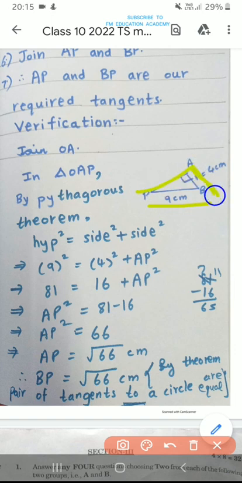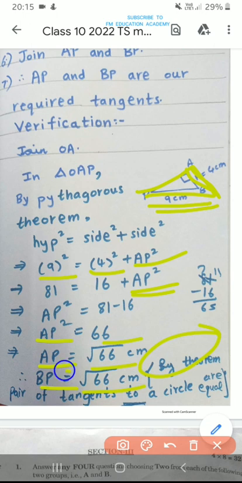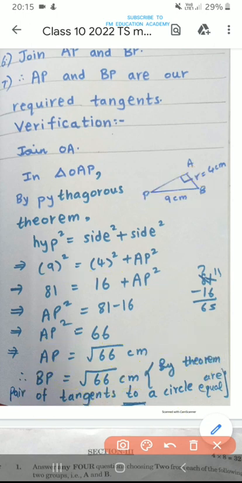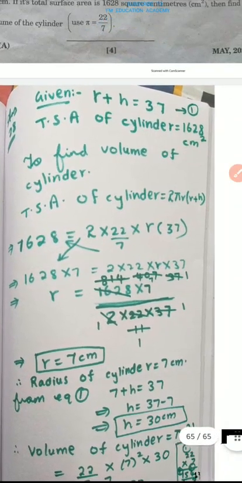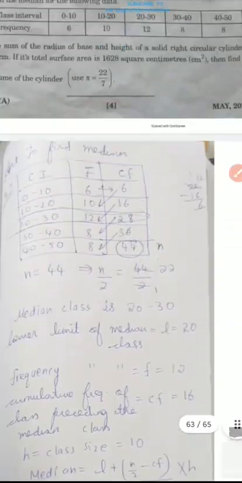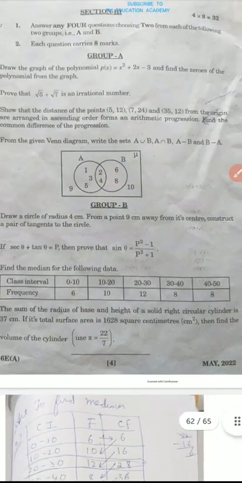By using the Pythagoras theorem, hypotenuse square, 9 square, is equal to 4 square plus AP square, which we don't know. So if you find AP, we'll get the value as 66. So AP is equal to root 66. BP will also be root 66, because we know by theorem that a pair of tangents drawn to a circle are equal. So both AP and BP are root 66 centimeter. Okay.